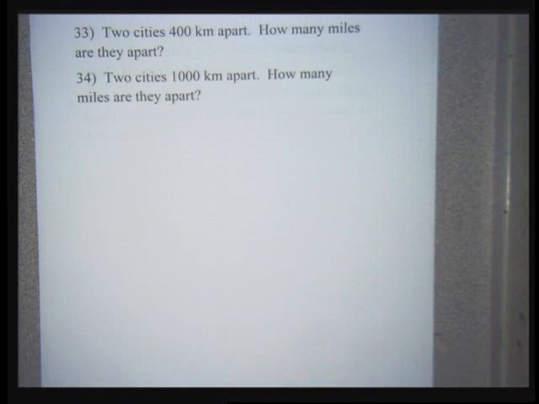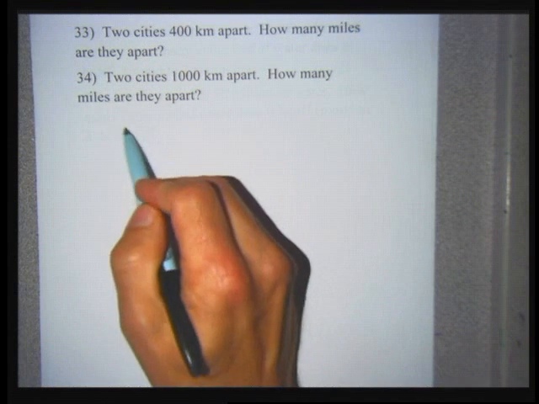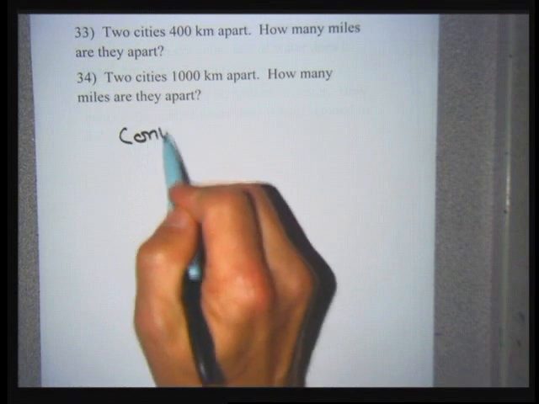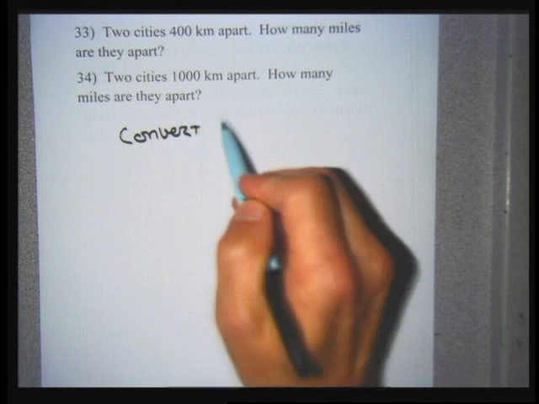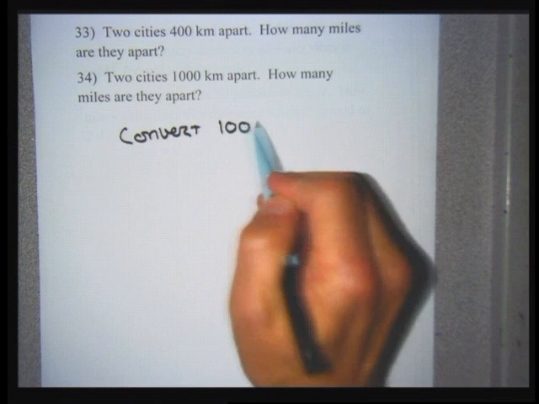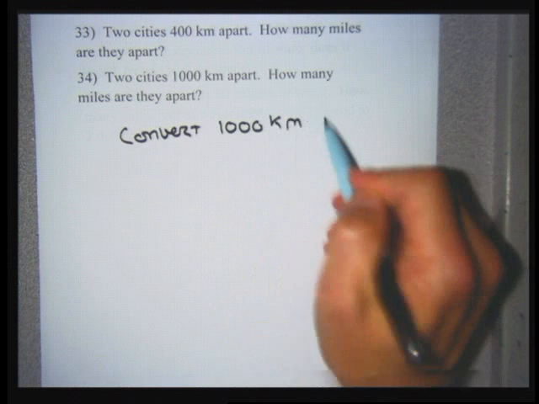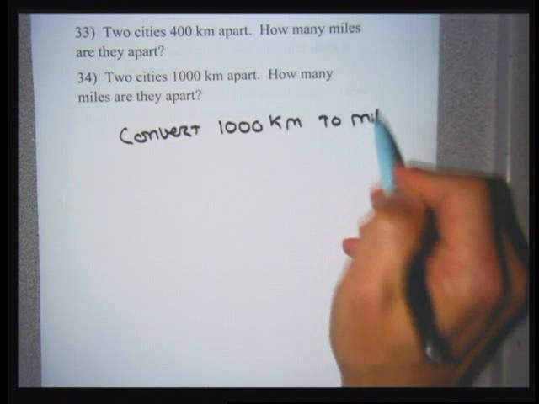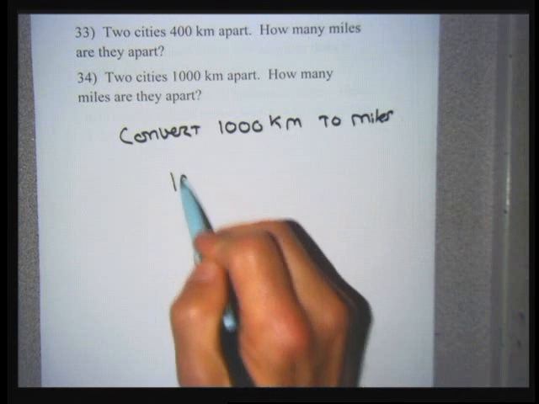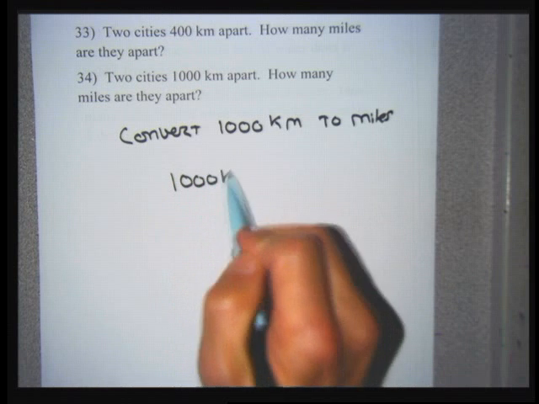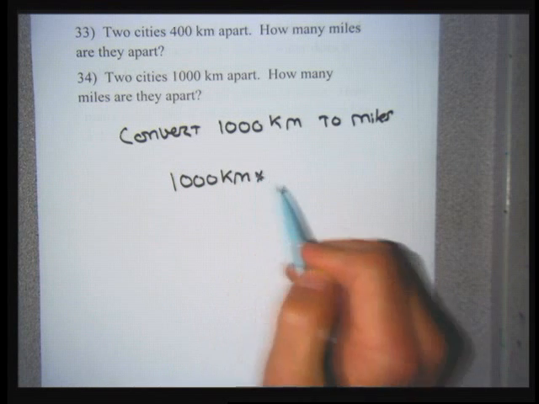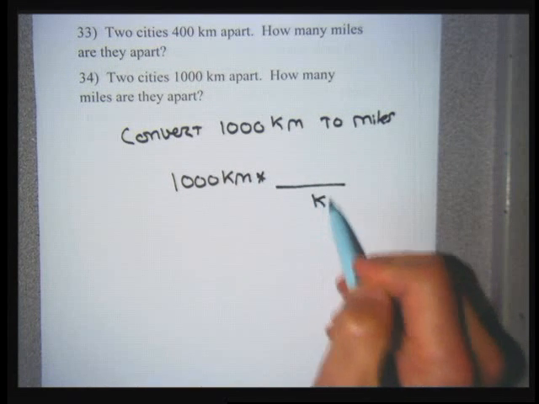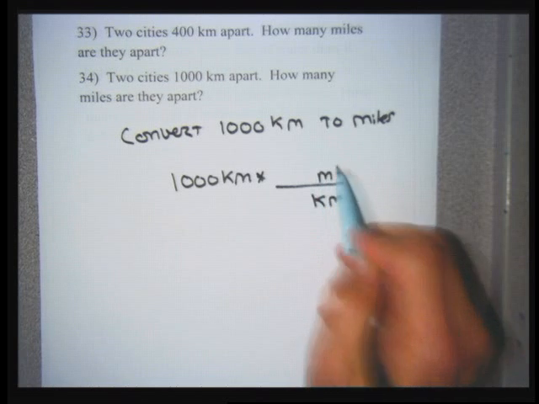33 and 34 are sister or brother problems, and they want me to convert from kilometers to miles. So really, 34 wants me to convert 1,000 kilometers to miles. So I'm starting with kilometers. I want to get rid of the kilometers and end up in miles.